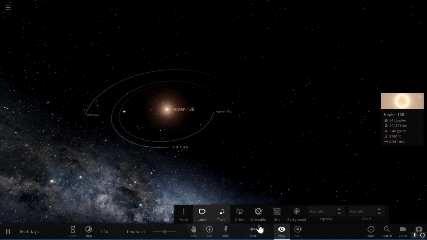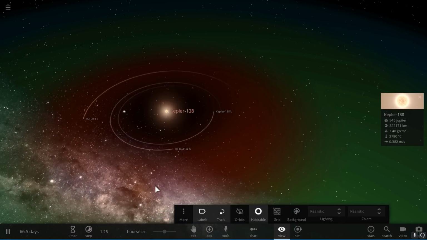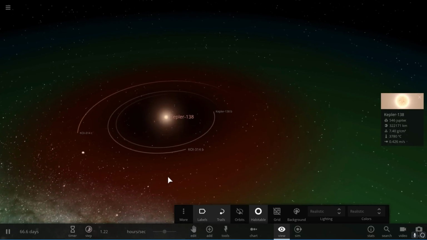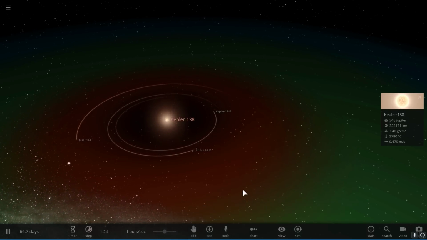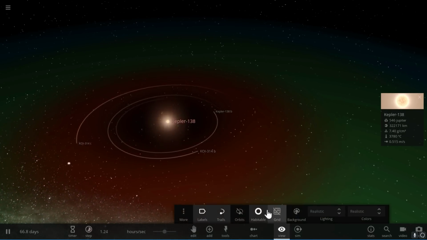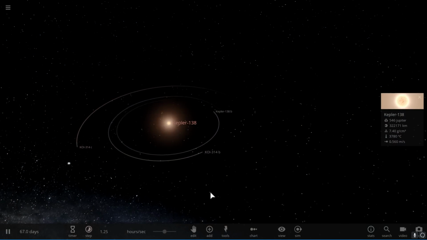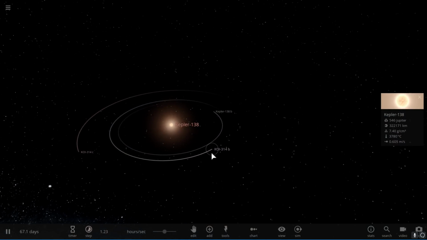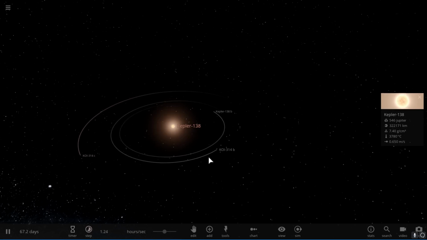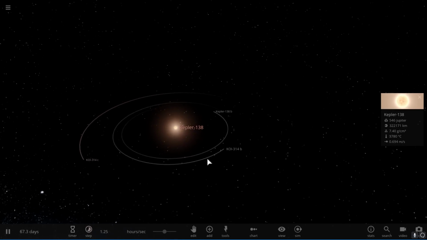So if I were to enable habitable zones here, you would see that none of these planets are actually in the habitable zone. As a matter of fact, they're all very, very close to the star, meaning that they're all going to be really hot, so we don't really expect them to be in any way friendly to human life.